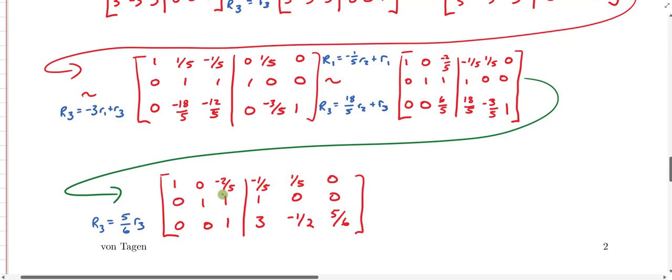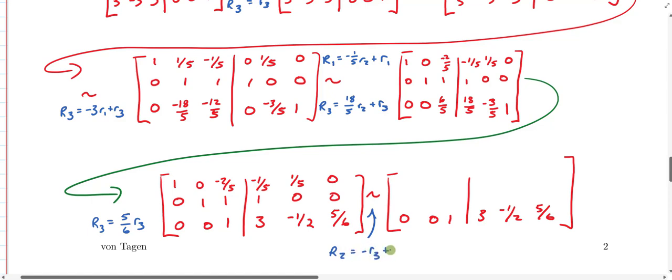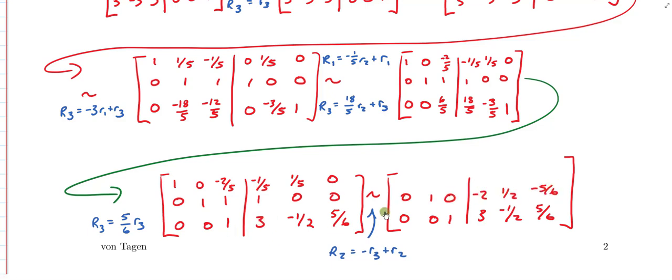Now we're almost done. We now just need zeros in these positions. To get a 0 in this position here, I'm going to say my new row 2 is -1 times my current pivot row plus my old row 2. And to get a 0 in this position, I'm going to multiply my current pivot row by positive 2/5 and add up.